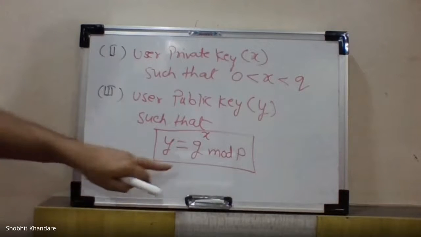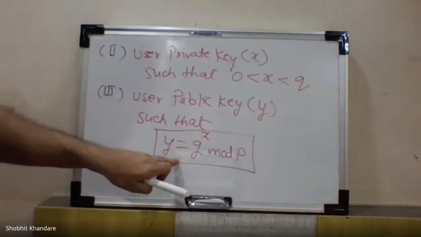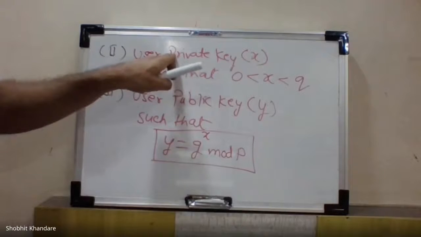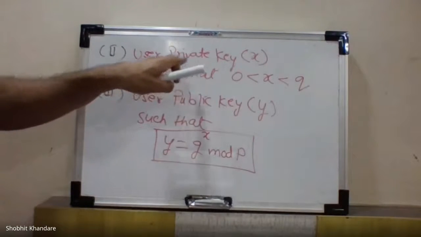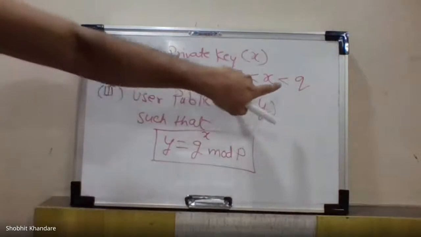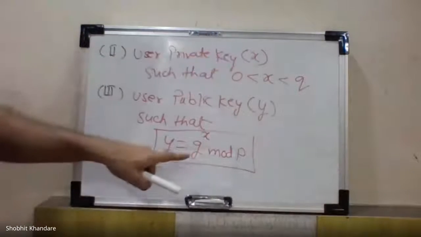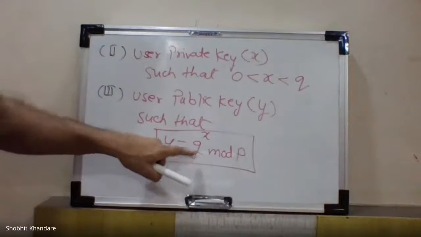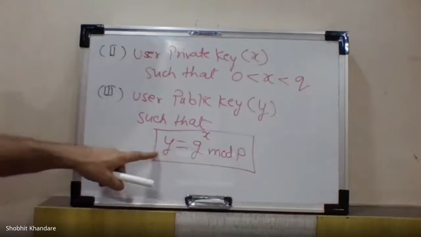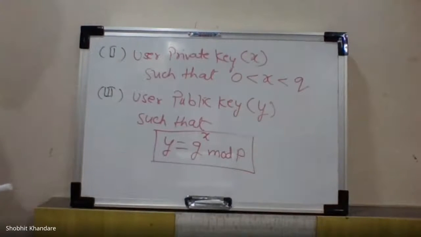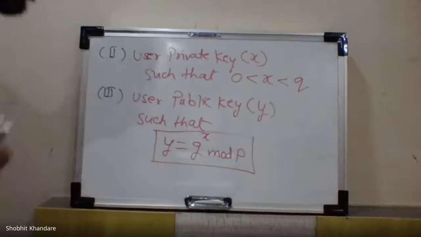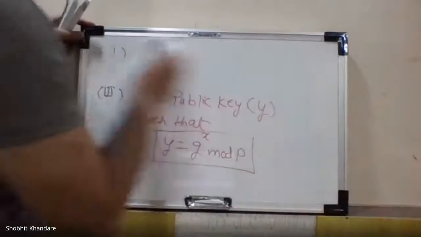So we won't get the public key unless we get the private key. We take the private key, which is any integer between 0 and q. Once we get the value of x, put the value of x in the equation, g to the power of x mod p, and you will get the public key. So this is 3. Now Roman number 4.